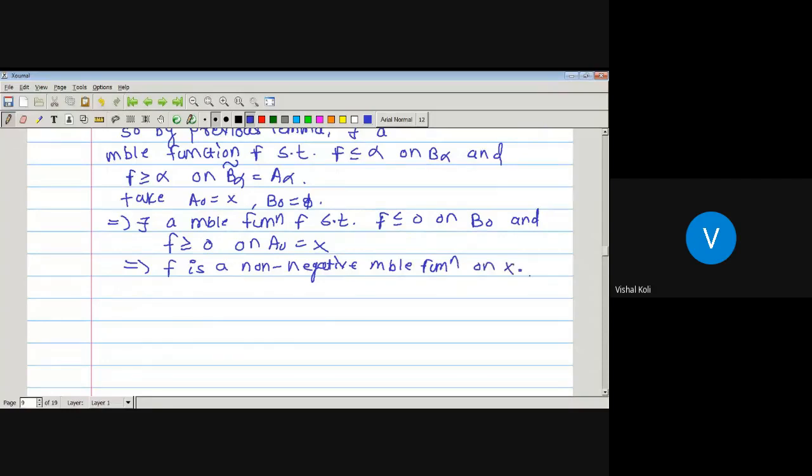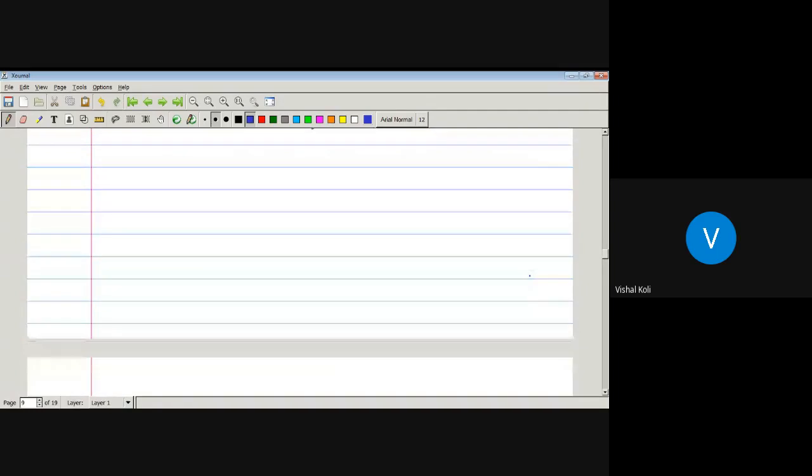Okay, so here we get one non-negative measurable function f. Now we have to prove that gamma of E is nothing but the integration over set E of f d mu, and after that we will prove its uniqueness. Here we just have one non-negative measurable function which is defined on X. Now let E belonging to curly B be an arbitrary set.